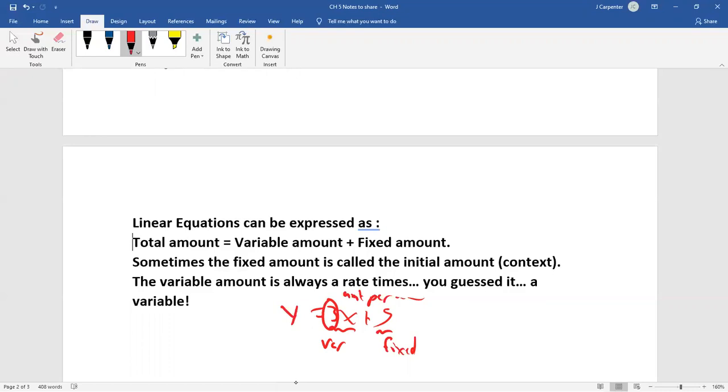So this 3x plus 5 or 2x minus 7, this is going to be pretty consistent with what we see with these variable amounts and fixed amounts. So we'll finish those guided activities next class.